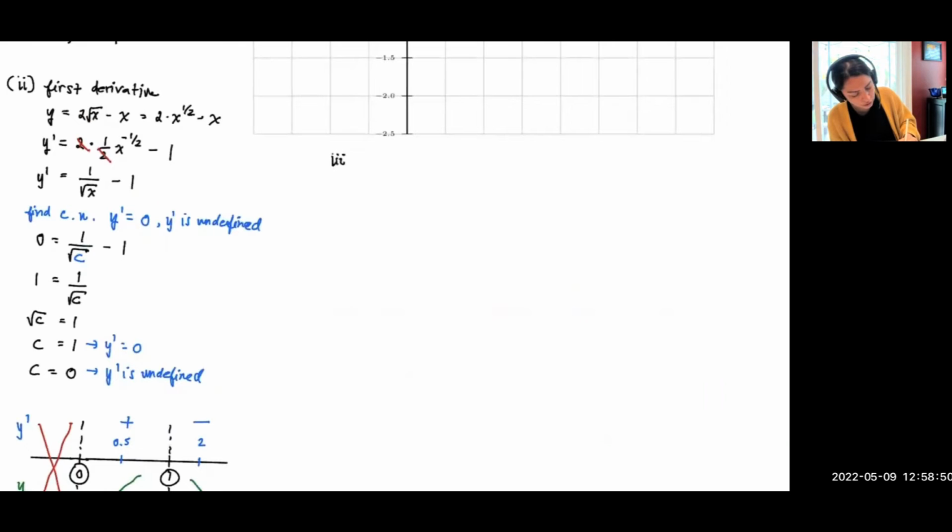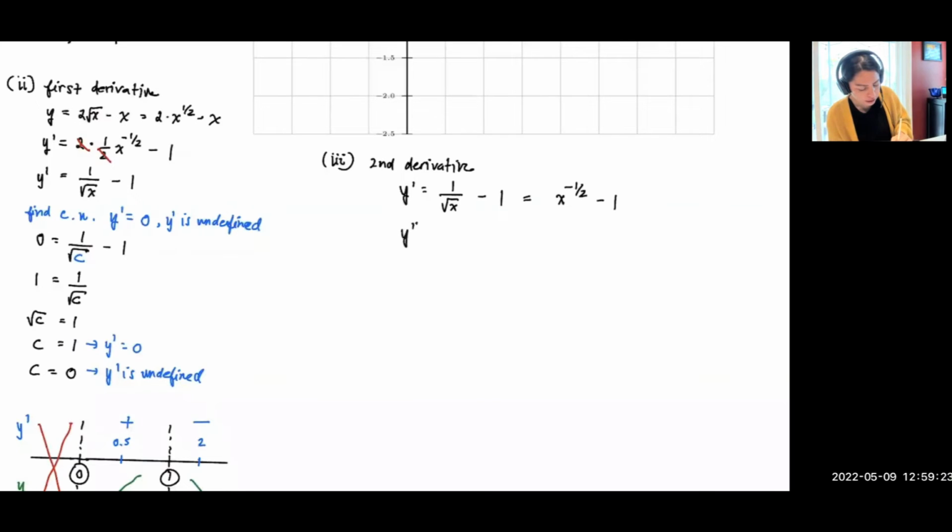So now I have the second derivative. Notice I'm very organized, right? I do algebra, first derivative, now second derivative. I do know that my first derivative was 1 over the square root of x minus 1. And to find the second derivative, I'll just rewrite this as x to the negative 1/2 minus 1. The reason is that way we can take the power rule really quickly.